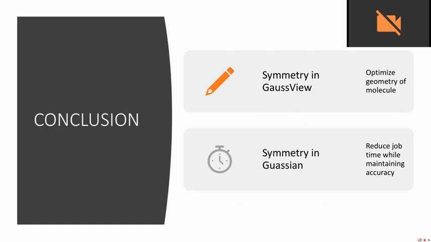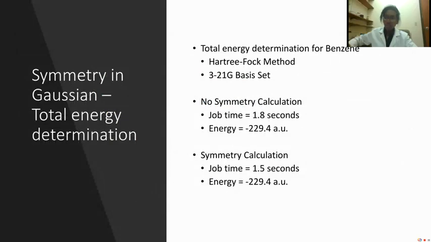Yeah, I have a question. Could you please go to the slide with the energy calculation of benzene with symmetry and no symmetry? Okay. Yeah, the previous slide. Here we calculate symmetry in Gaussian, total energy determination for benzene with the Hartree-Fock method, 3-21G basis set. No symmetry calculation: job time 1.8 seconds, energy is minus 229.4 atomic units. Symmetry calculation: job time 1.5 seconds, energy is minus 229.4 atomic units. So there is no difference in energy, and the job time differs by only 0.3 seconds.